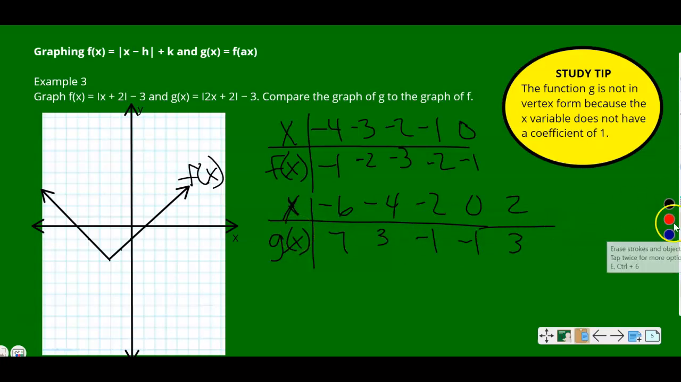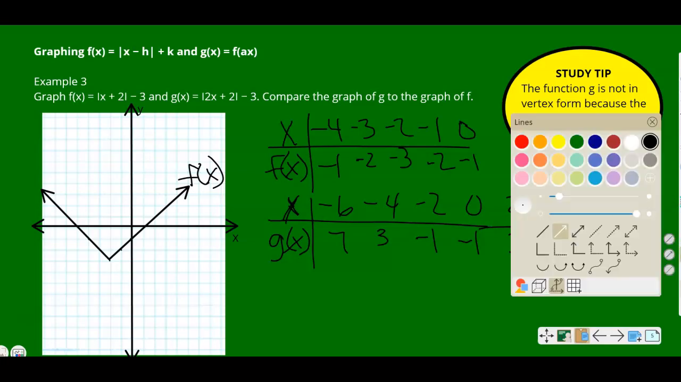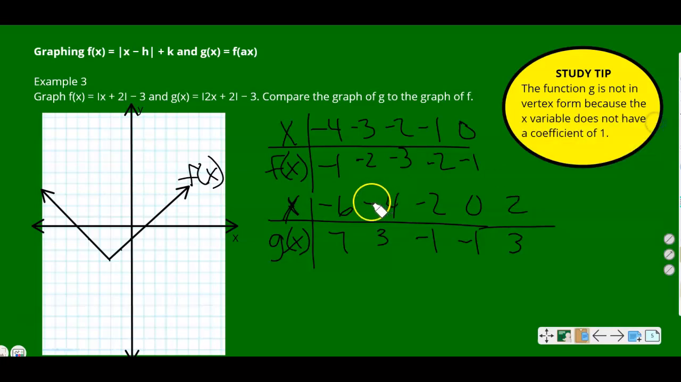All right, how about we change the color here to help us remember this is a different graph. Okay, so negative 6, 7. So 1, 2, 3, 4, 5, 6. 1, 2, 3, 4, 5, 6, 7.